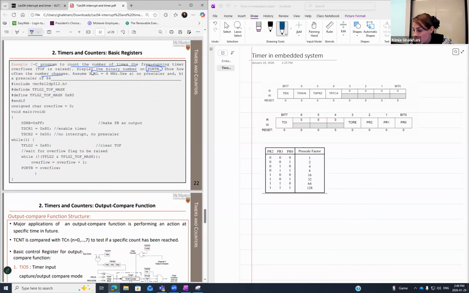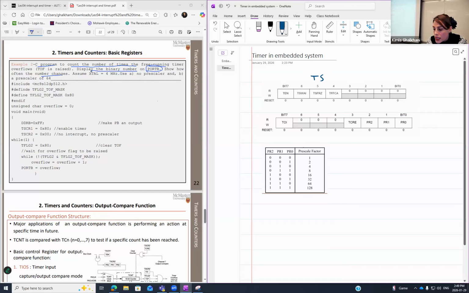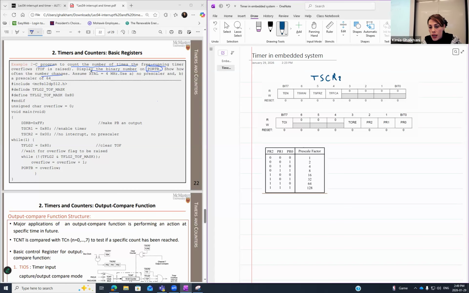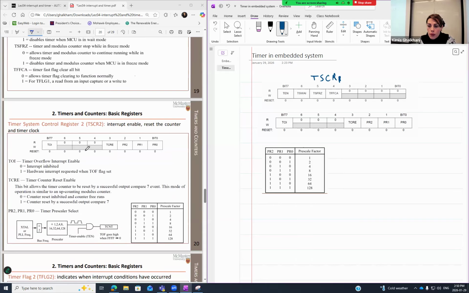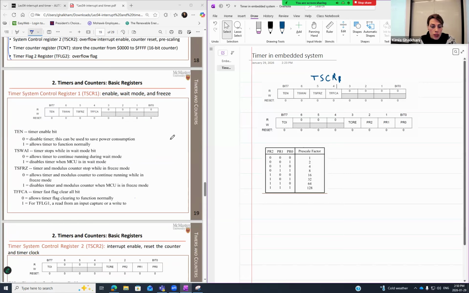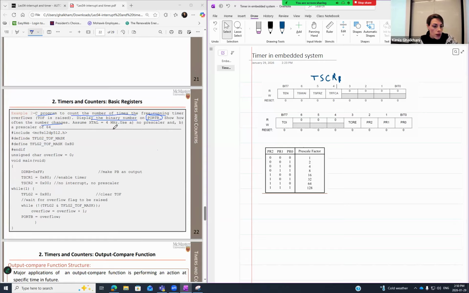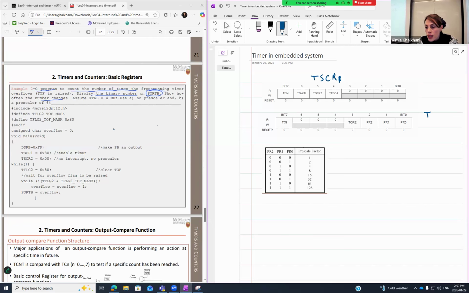How do I treat such a situation mathematically? This is the TSCR2, which is the prescaler register number 2. I told you the prescaler is changing. And the next one is going to be this one, actually. This is CR1, and this is CR2. These two, TSCR1 and TSCR2, and this is the table for it.